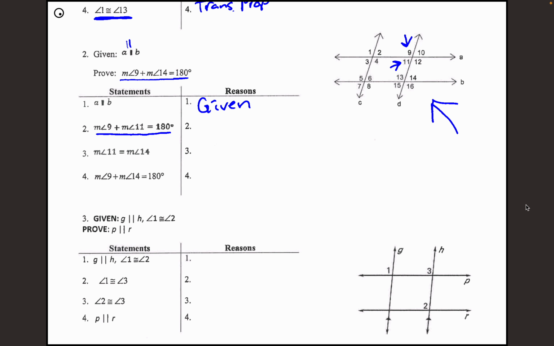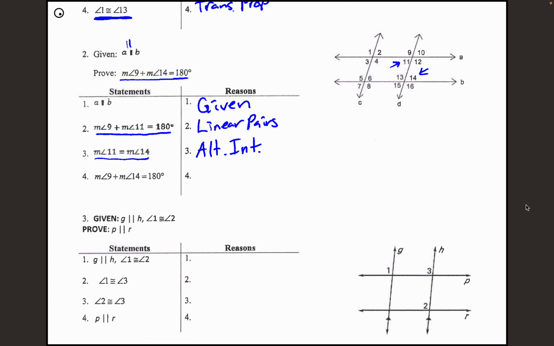So these are adjacent angles because they're right next to each other. They share this same side right here, and they share the same vertex. So this is just going to be stating that they're linear pairs, and that's going to be your reason for that one. Now I have angle 11 equals angle 14. How can I say that? Alternate interior. Those are alternate interior angles. Perfect.